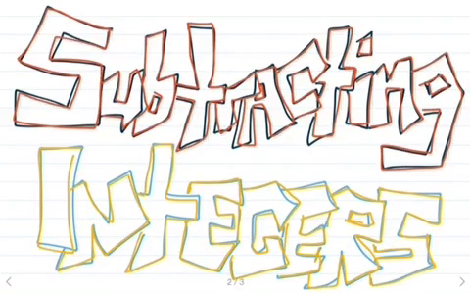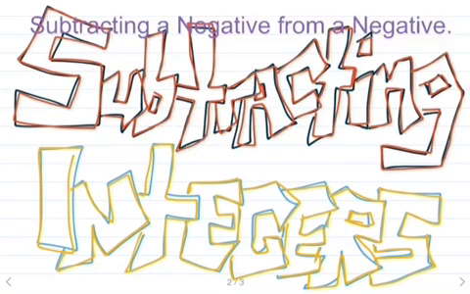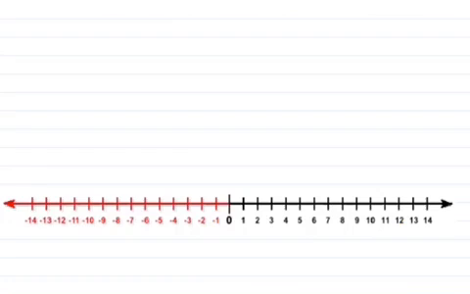Subtracting integers, and this time let's focus on subtracting a negative from a negative. So a negative integer minus another negative integer, and see how we're going to go about executing this kind of an equation. Again, we have the number line. So we have a negative integer, something like -5, and we're going to subtract another negative integer, like -4.